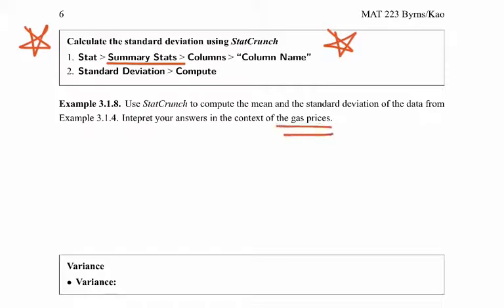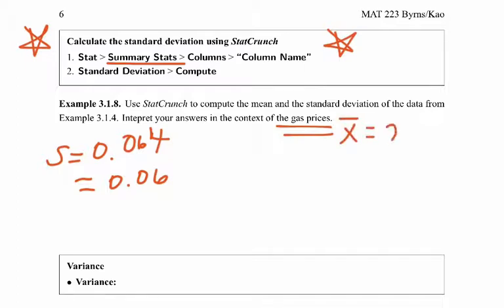These are the gas stations. I'm going to skip going to StatCrunch for now, but I'll tell you if we did go to StatCrunch, it would be giving us a value of 0.064, it looks like. And because, remember, we were looking at prices, I'm going to round this to 0.06, that's cents, 6 cents. So if you'll recall, the mean for the gas prices was $2.75 per gallon.